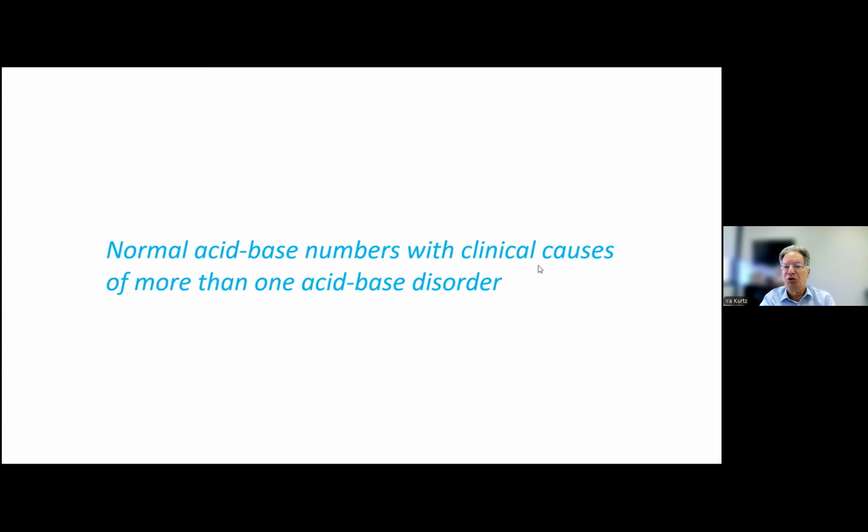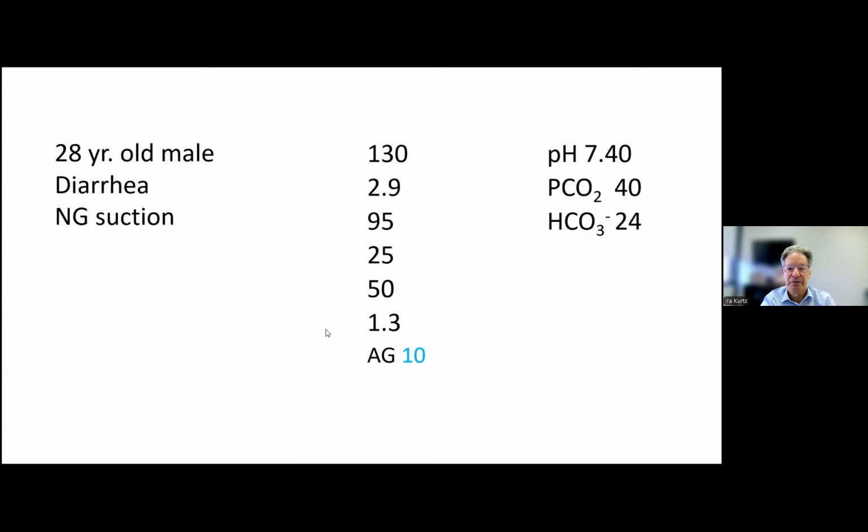Or you could have normal numbers with clinical causes of more than one acid-base disorder. So here we have a 28-year-old man with diarrhea and NG suction. So you would think this is going to give a non-GAP acidosis, and this is going to give a metabolic alkalosis. We have normal numbers. We have a normal anion gap. But we have dysnatremia and hypokalemia again.